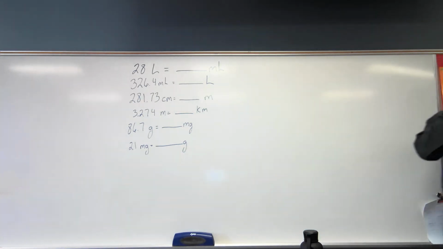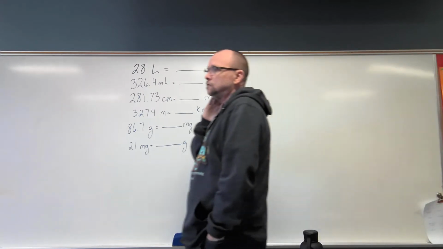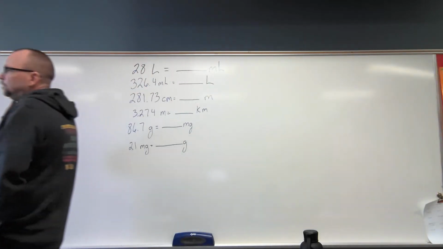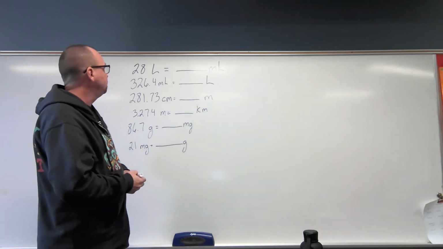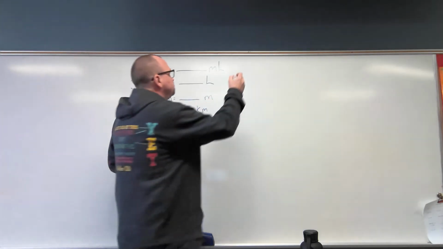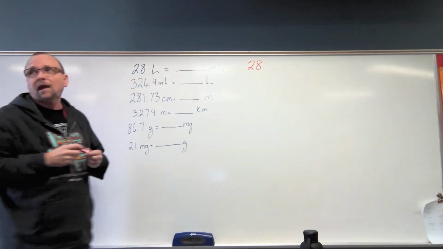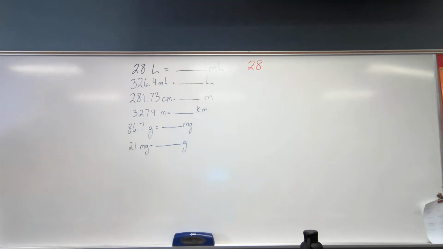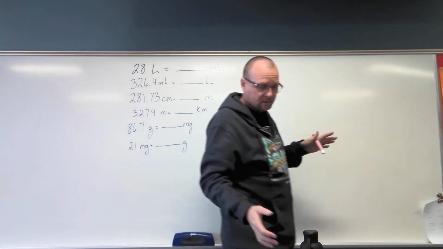Metric system. Please do not make the metric system any harder. We're using the same numbers. So in 28 liters, to change to milliliters, I'm going to start with the number 28. And I'm either going to multiply it or divide it by a power of 10. I don't have to do the math. I'm moving a decimal point.